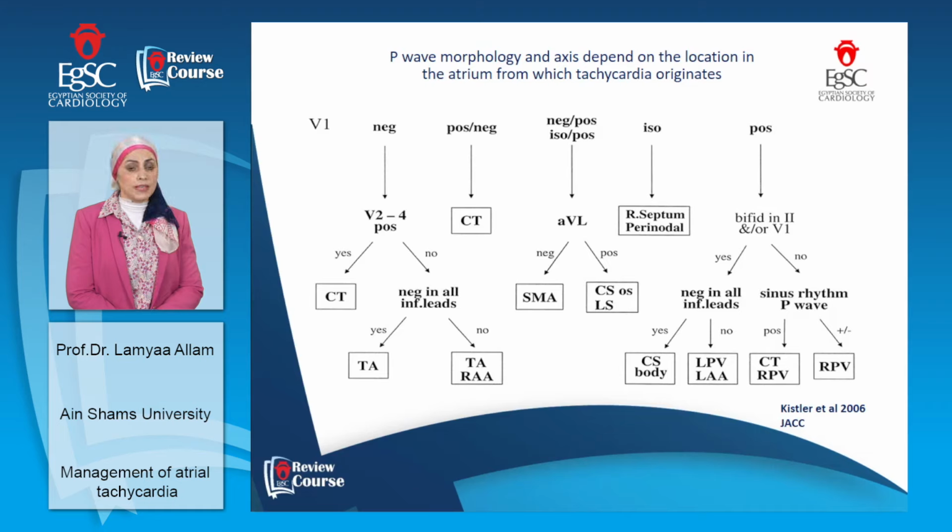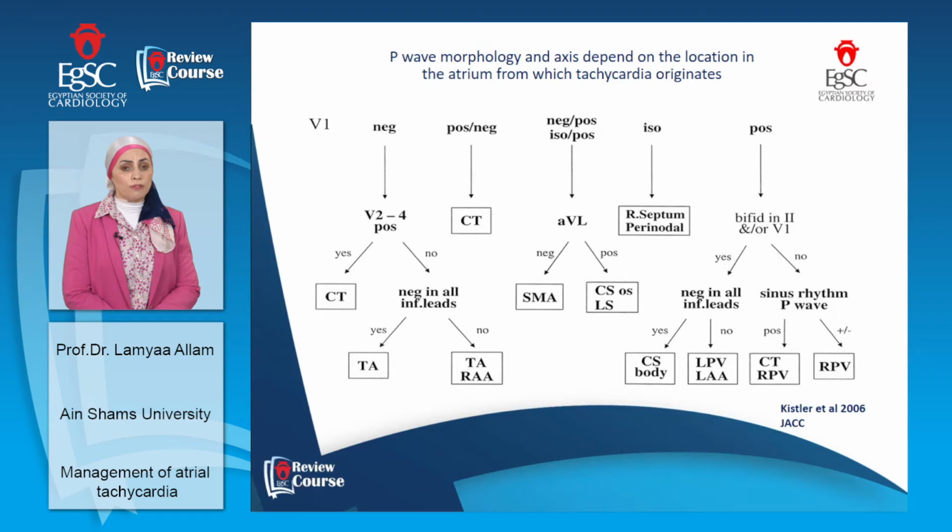I should see the precordial leads. If the P wave is positive from V2 to V4, it is most probably a crista terminalis. If it is not, I should see the P wave in the inferior leads. If it is negative, it is tachycardia arising from the tricuspid annulus. If it is positive, it is a tachycardia arising from the right atrial appendage.